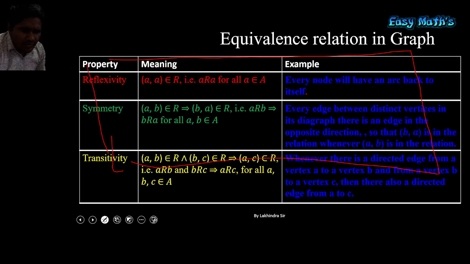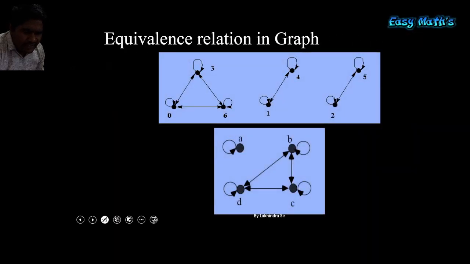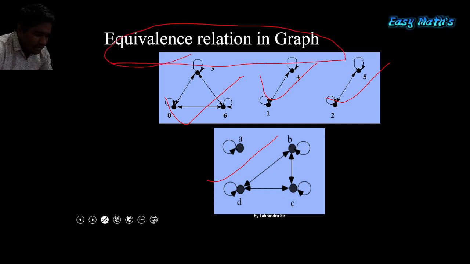And now at last we are going to look at some examples. Here is a task for you: verify whether these 4 graphs are equivalence relations or not. Check whether they show all 3 types of relation: symmetricity, reflexivity and transitivity. If a graph shows all 3 properties, then we can say that it is a graph of an equivalence relation.